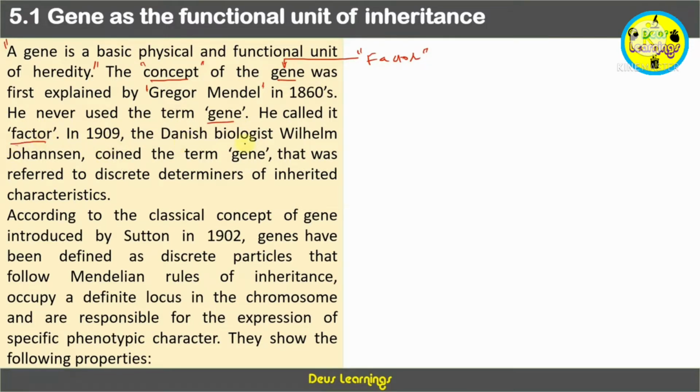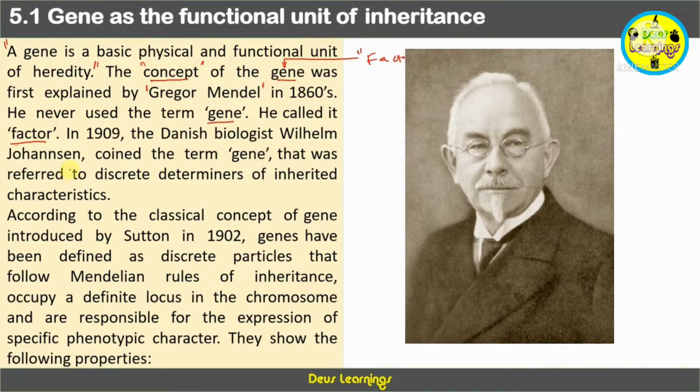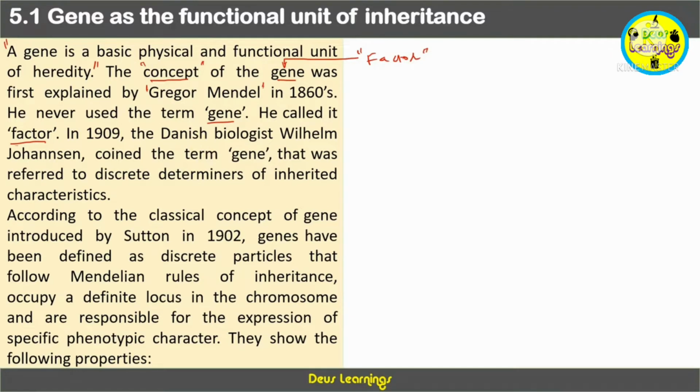And in 1909, Wilhelm Johannsen, as I might have told you in my earlier videos, coined the term gene in public for the first time. It was a much later period, after Mendel had died in 1884. He termed the gene a discrete determiner of inherited characteristics.